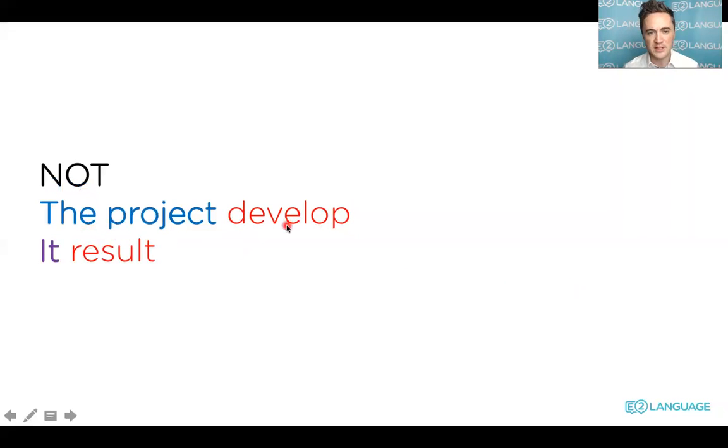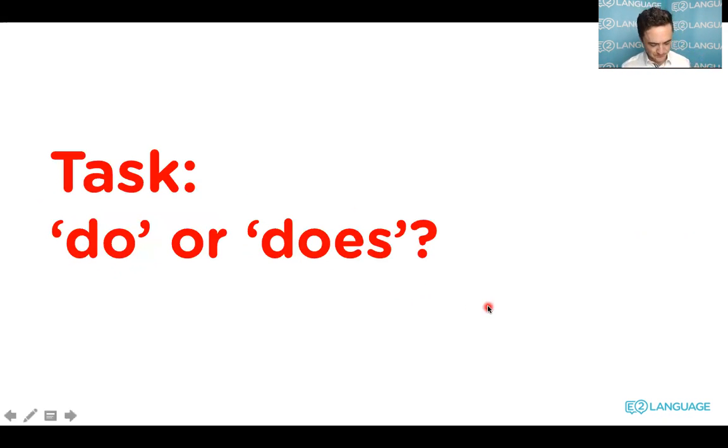Not the project develop. One thing do. Oh, it's wrong. One thing do. Oh, it result. No, no. I'm saying this because I see a lot of PTE essays and a lot of IELTS essays, and so often I see the scientist research. No, the scientist researches. One thing does, not one thing do, right?